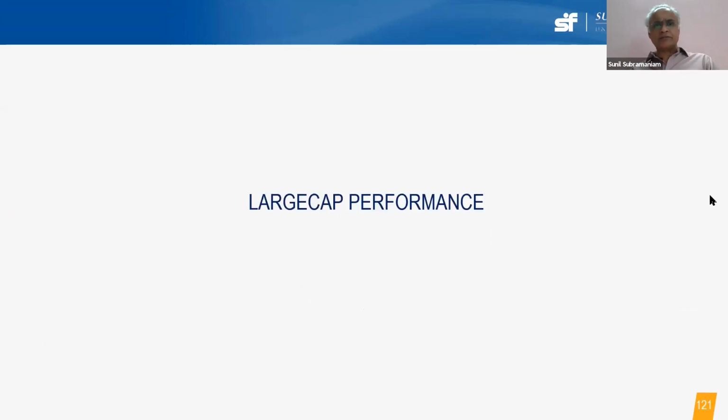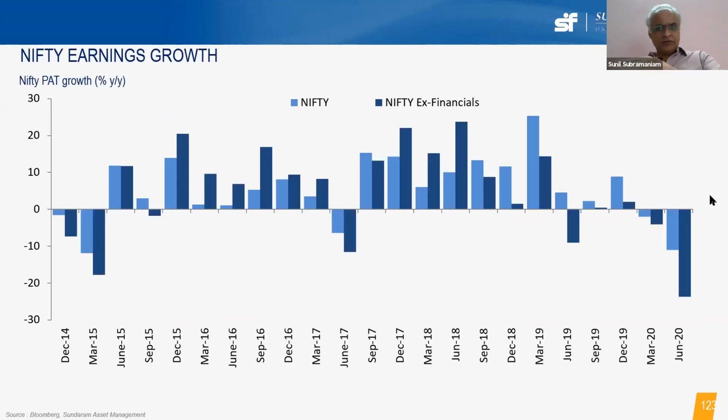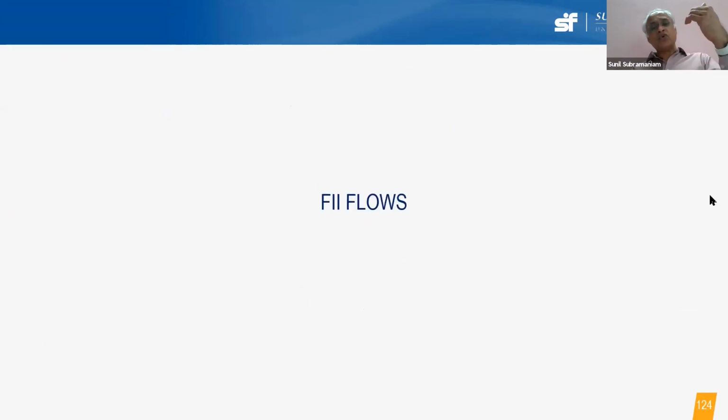Looking at the large cap specifically, large cap indices are up about 27 to 29% from the lows of March to now. That is despite the earnings of the Nifty specifically being negative. But why has this gone up despite that negative Nifty return? It is because of FII flows.